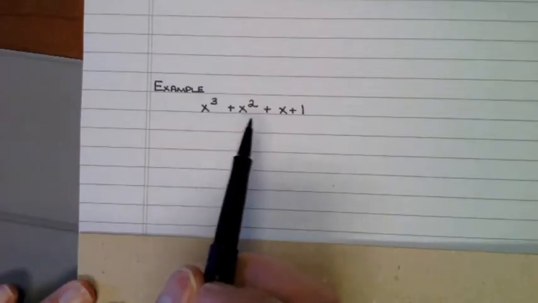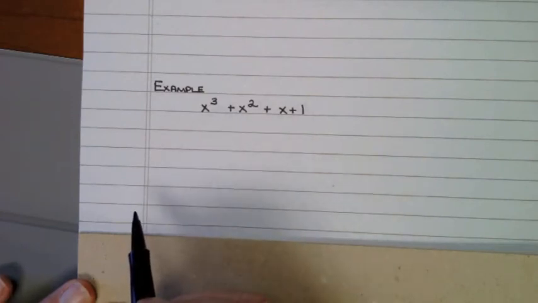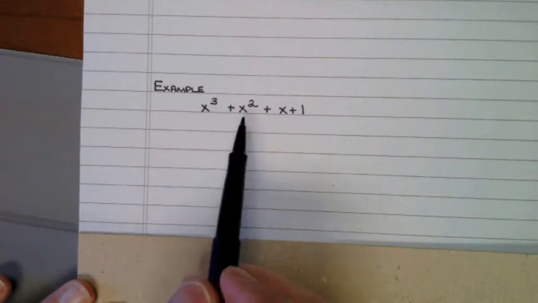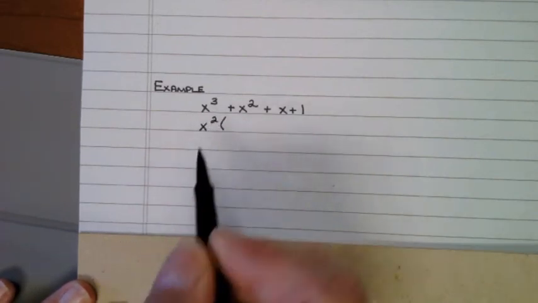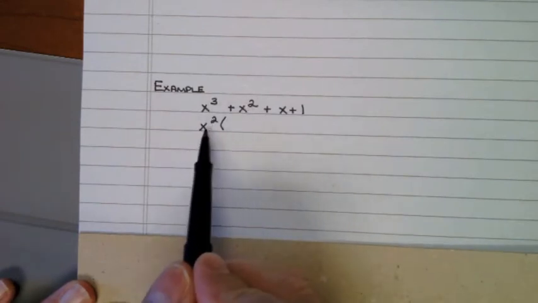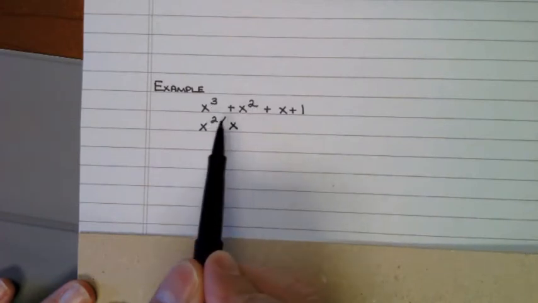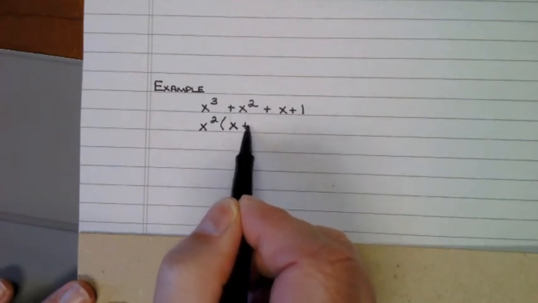I'm going to use grouping on this one because it has 1, 2, 3, 4 terms. First thing I need to do is find the greatest common factor of these first 2. Well, that would be x to the second power. Inside the parentheses, how do I get that? I divide each one of these by x to the second power. I subtract my exponents, and I have 1x left over. X squared divided by x squared. Anything divided by itself is 1.